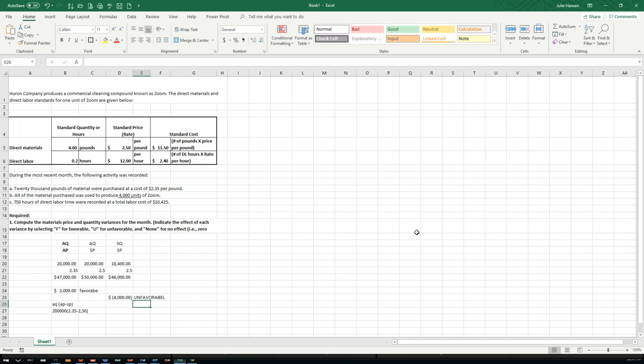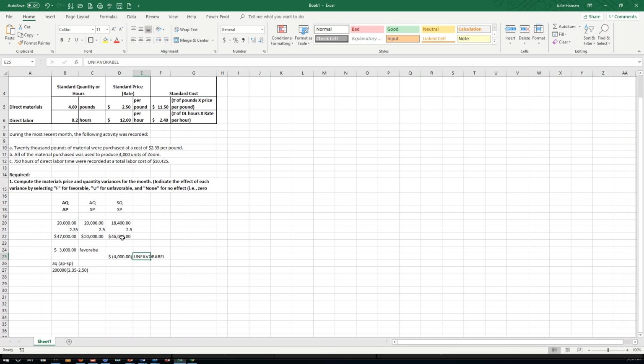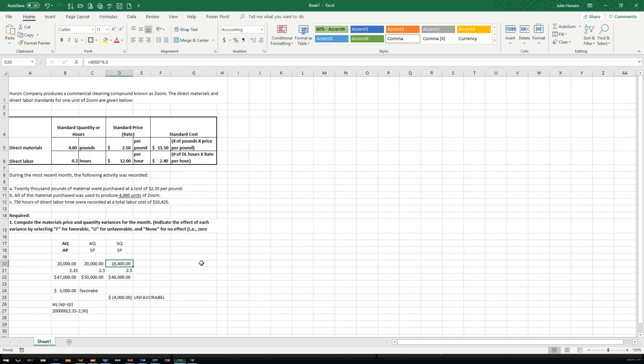Okay, right? So, how does that even make sense? This is what I should have used in material. Let's say I use bleach as my cleaning compound in this Zoom thing. I should have used 18,400 pounds of bleach when I manufactured those 4,000 units of Zoom. Let's say those are like squirt bottles, okay? So I actually used 20,000 pounds.